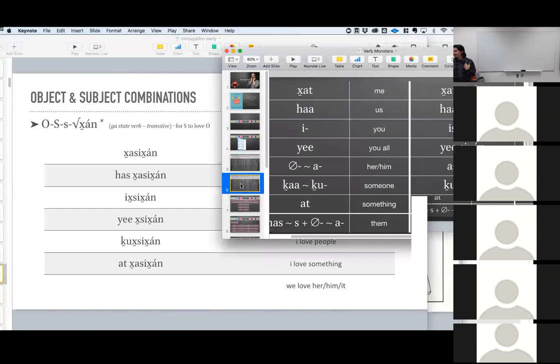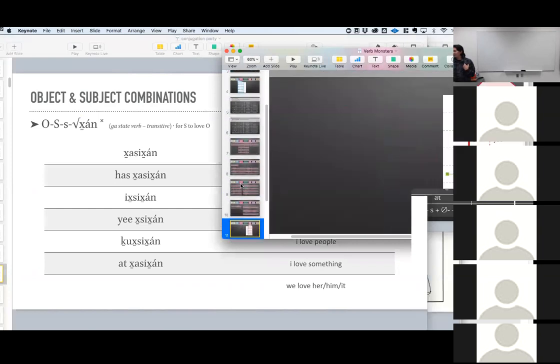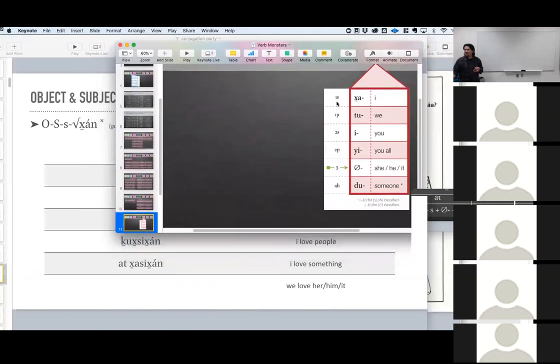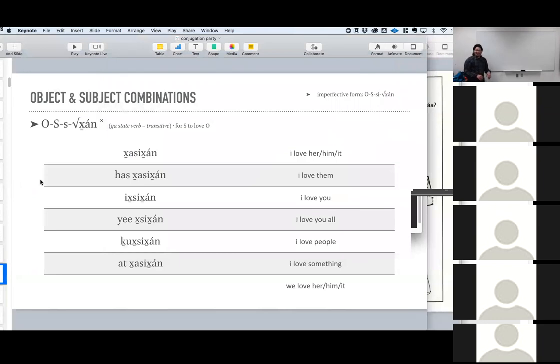Okay, so now, if "ch" is me, we can look at these subjects. If "ch" is me, what is we? Can you repeat that? If "ch" is me, what is we? Two. Yep. Now we've been doing this for a while. So now we have chesachan, I love him or her or it. So what about we love him or her or it?